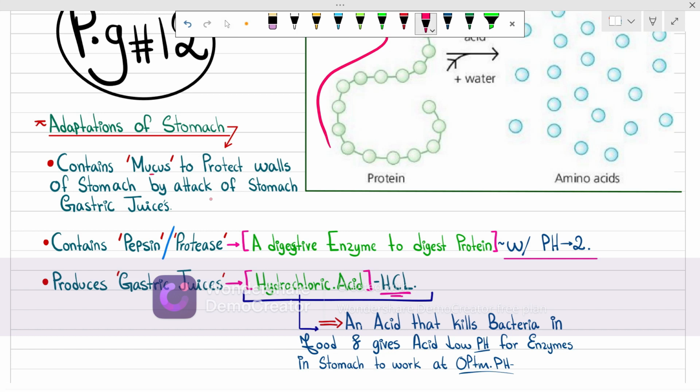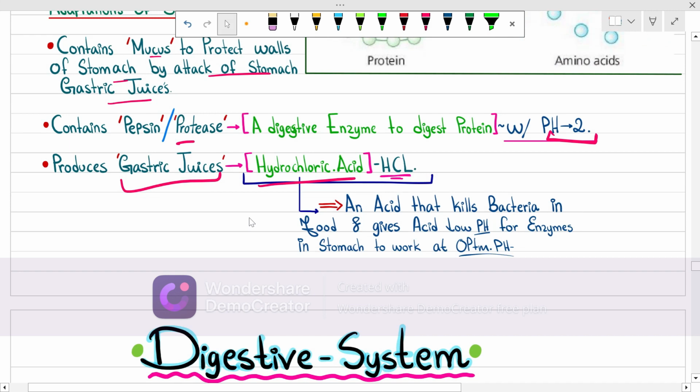The stomach contains mucus to protect the walls of the stomach from attack by stomach gastric juices. So it contains mucus. This is a protective layer which protects the stomach from attacks of gastric juices that can destroy the muscle lining in the stomach. It contains pepsin and protease. This is a digestive enzyme to digest protein with optimum pH of 2. It produces gastric juices as hydrochloric acid, HCl. HCl is an acid that kills the bacteria in food and gives acid low pH for enzymes in the stomach to work at optimum pH.